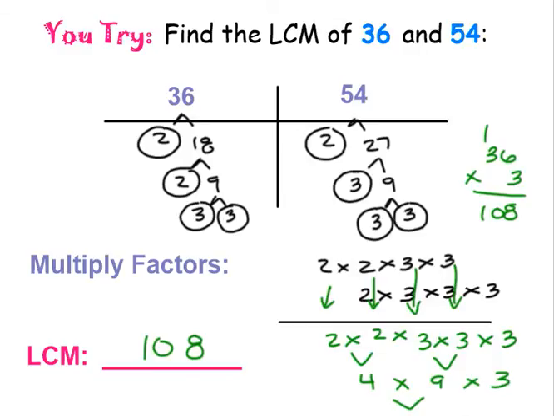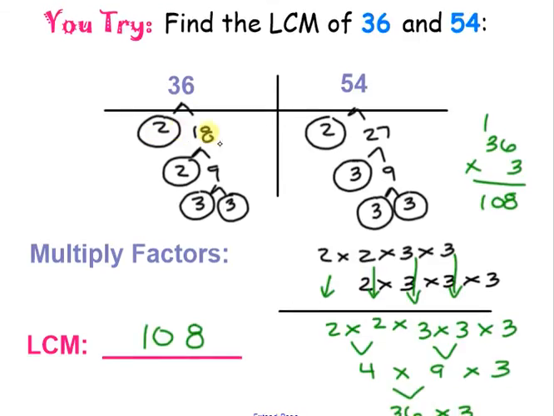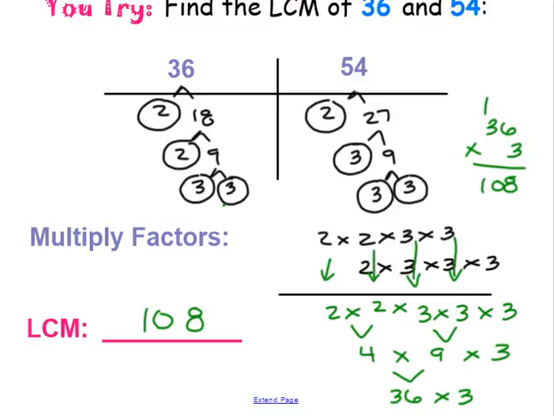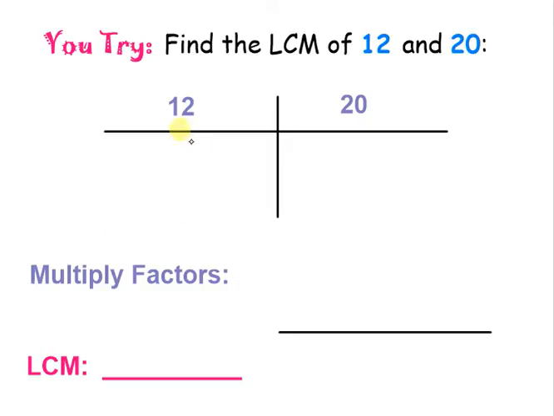Now, remember that your prime factor trees may look a little different in terms of how you split them up, but the prime factors that you got should be the same. So you should have had 2, 2, 3, and 3 for 36, 2, 3, 3, 3 for 54. Okay, and you can take a look at how I did mine if it helps, but you should have ended up with an LCM of 108. All right, go ahead and try these two numbers.